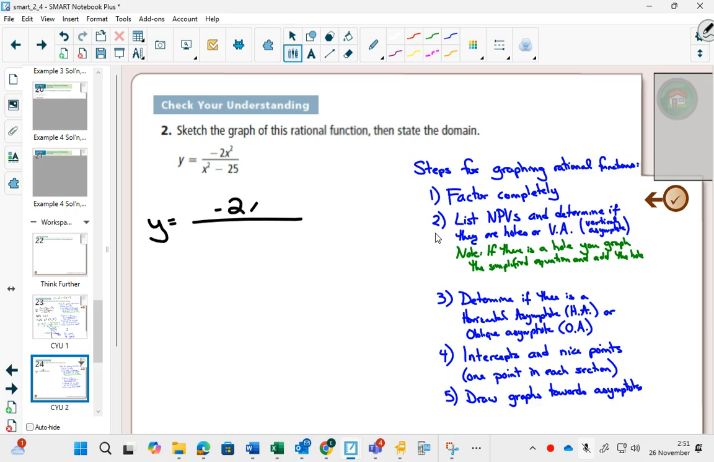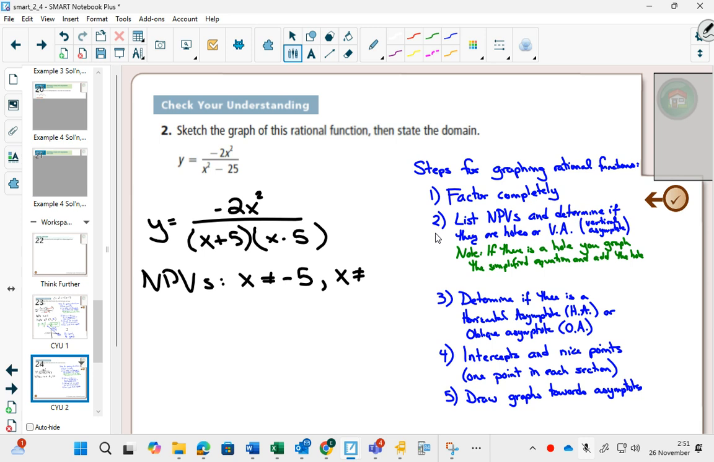Cannot be factored, so it leaves it as negative 2x squared, and the bottom, x plus 5, x minus 5. So we have non-permissible values. X can't equal minus 5, and x can't equal positive 5. And those will be vertical asymptotes, because they do not cancel out.